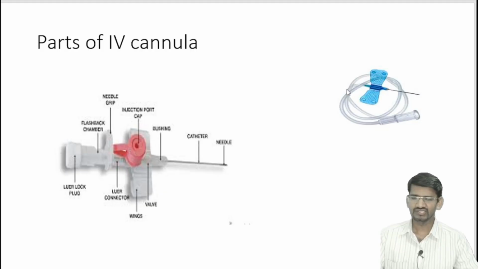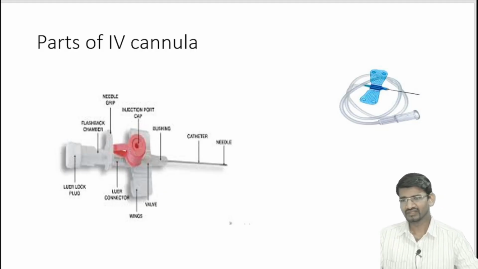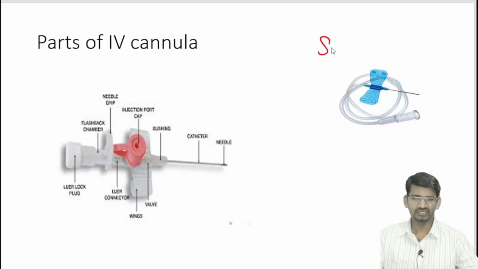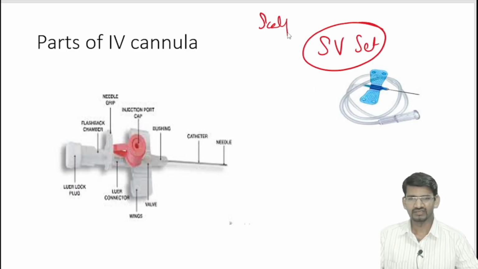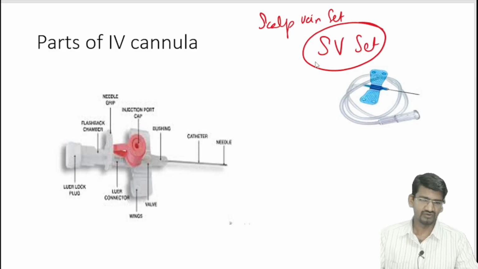We have another cannula, which is called an SV set. It is not commonly used. SV set stands for scalp vein set. It is also called a winged infusion set because it has wings.